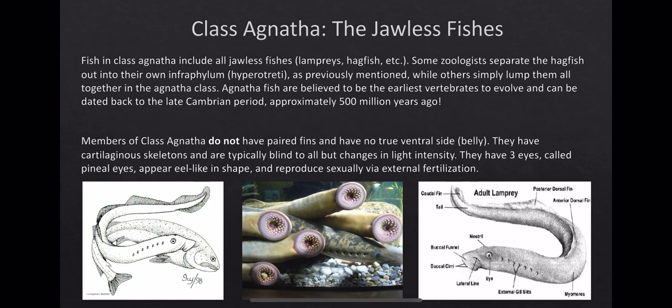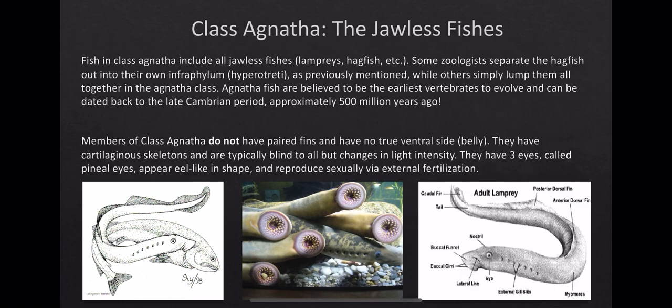Jawless fish are related to infraphylum Hyperotreti. Those are your hagfish. True Agnathas are lampreys, and they are different from your Hyperotreti organisms in that they do have gills versus pharyngeal slits. That's kind of why some people are not sure whether or not hagfish count as Agnatha, and some then class them in their own Hyperotreti infraphylum.